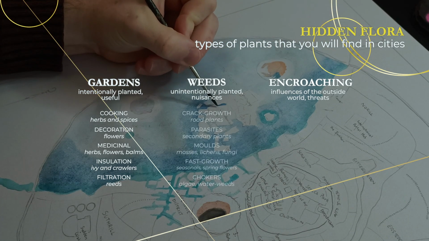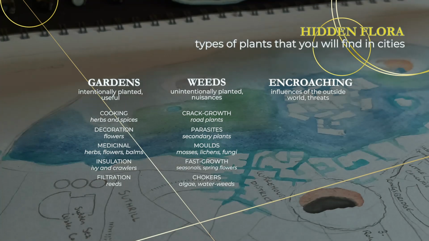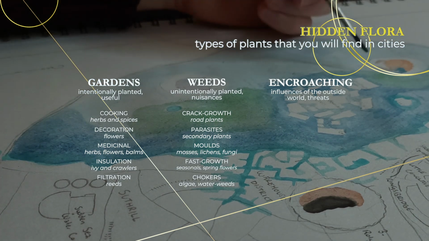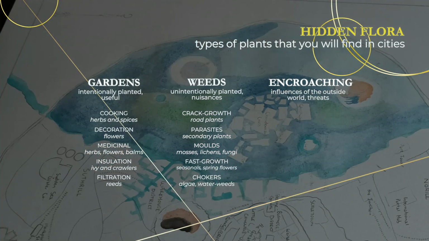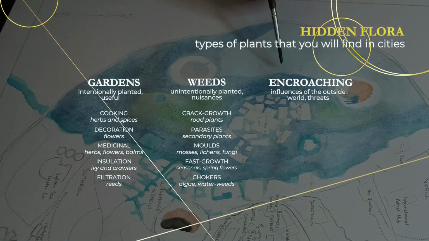Weeds, on the other hand, provide these functions, but they weren't intended to provide these functions. They grow in cracks in roads. They're parasitical against energy sources or heat sources or light sources. You have molds in damp, dark places. You have fast growth in different seasonal times. And of course, you have plants choking waterways and drainage systems, which can provide a sanitation problem for the city.